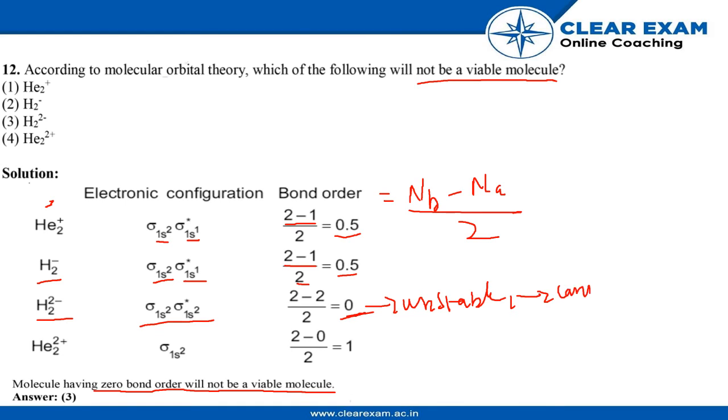For again hydrogen, but 2 minus, it is sigma 1s2 and sigma star 1s2, so it is 2 minus 2 by 2 equals 0. As it is 0, it means that the molecule is unstable, hence cannot exist, which means it is not viable.